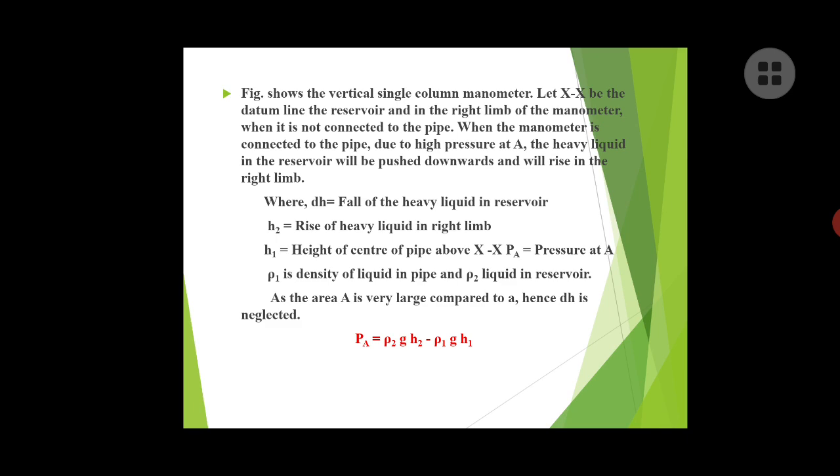P_A is the pressure at point A. Rho is the density. So in this way, the small area is negligible. So P is equal to rho 2 g h 2 minus rho 1 g h 1. So in this way, we complete the manometers, simple manometers. Thank you.